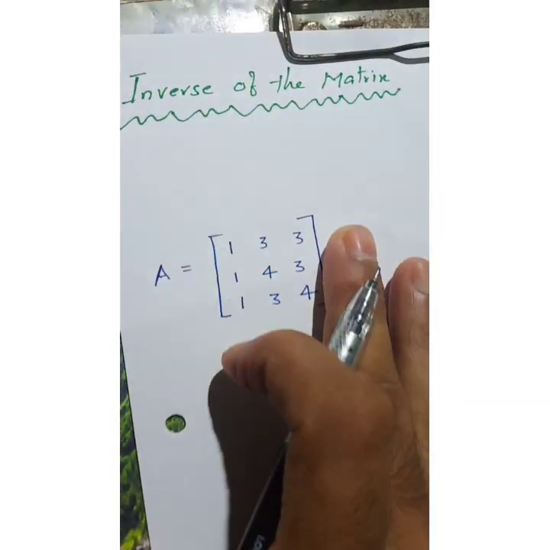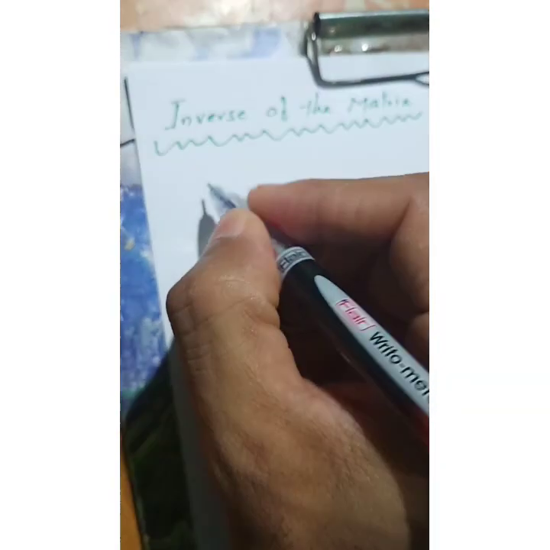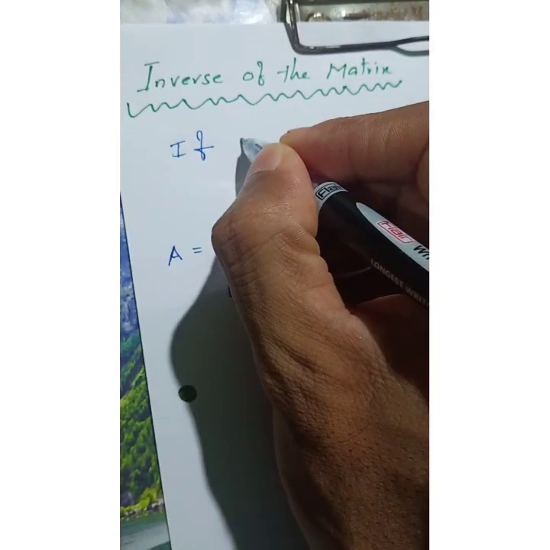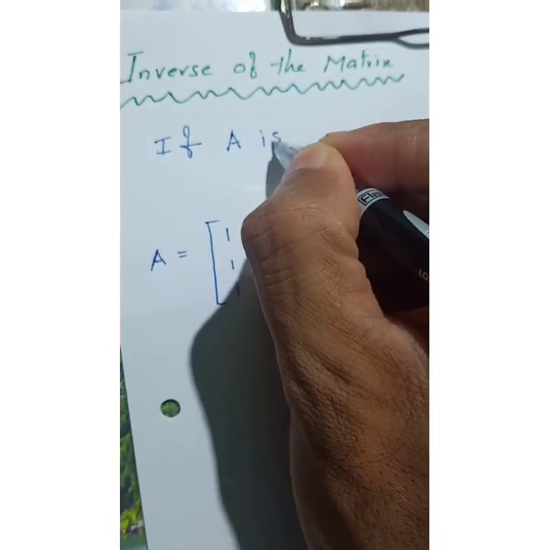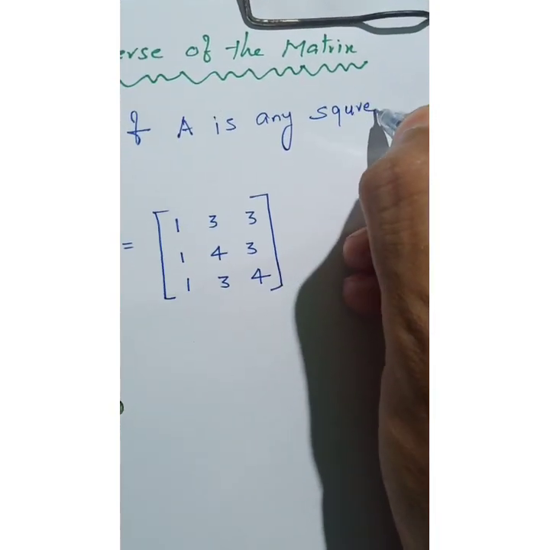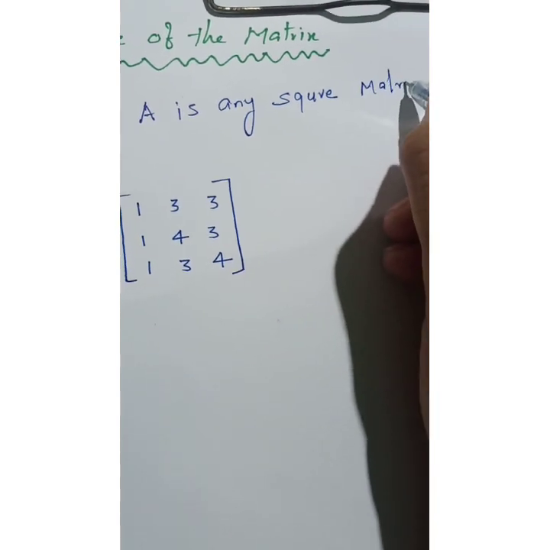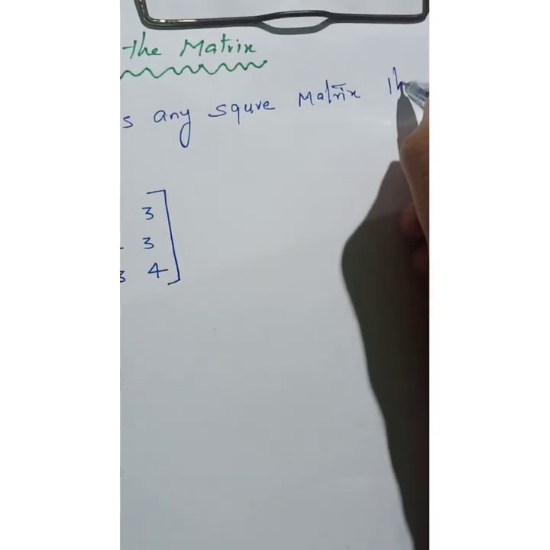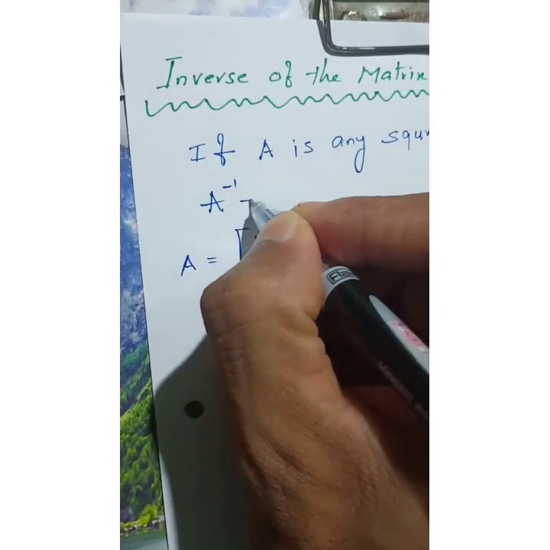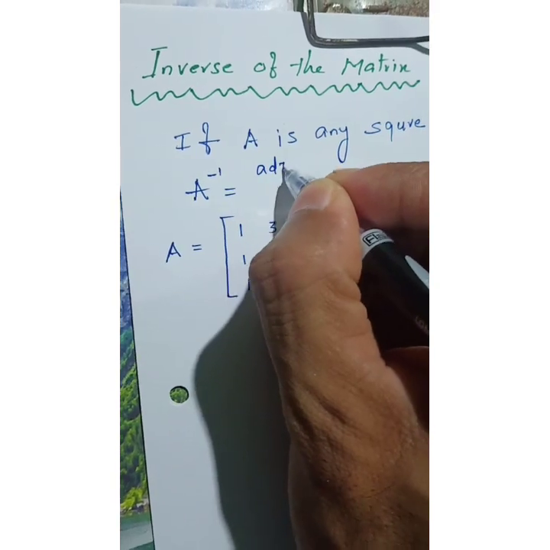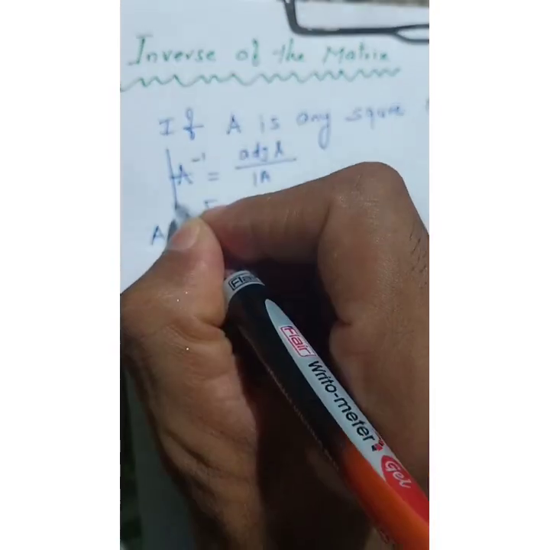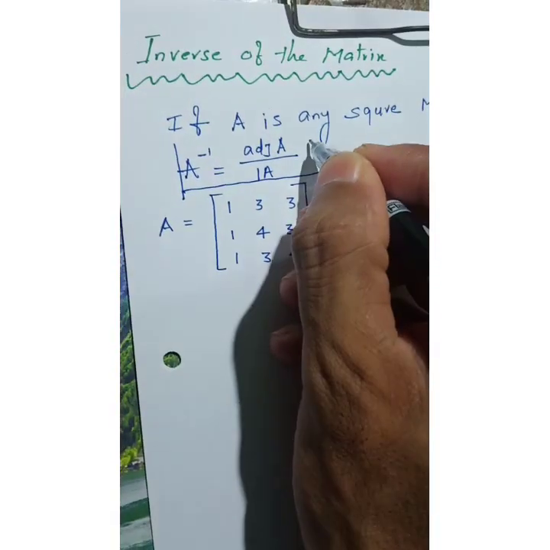So here you can see what is the inverse of the matrix. If A is any square matrix, then A inverse is defined as adjoint A upon det A. This is nothing but the definition of the inverse of the matrix.